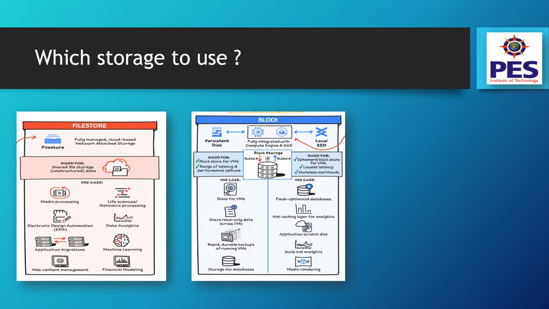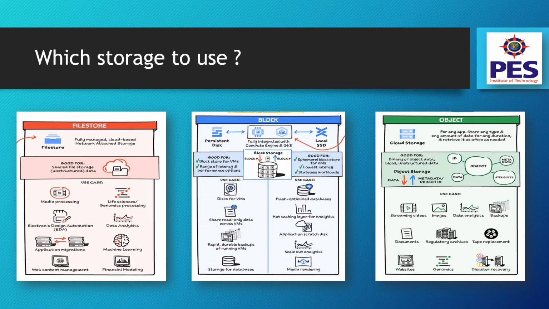Let's move to the last one, object store. It is used for applications that need data to be highly available and highly durable, such as streaming video, serving images, documents, and websites.